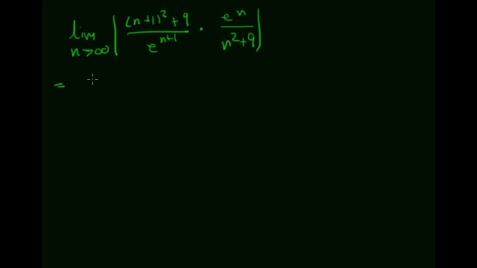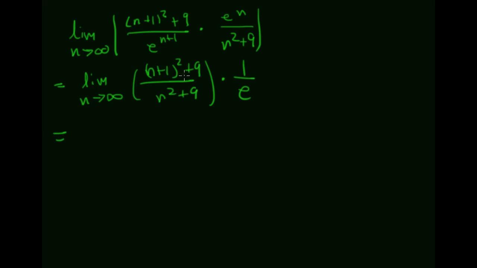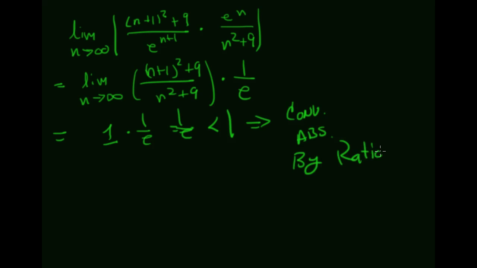When I break this thing apart, I'm going to get the limit as n approaches infinity of n plus 1 squared plus 9 over n squared plus 9 times 1 over e. As this thing goes to infinity, I have an n squared over an n squared. That's going to 1 times 1 over e, so that gives me 1 over e, which is clearly less than 1. And ratio test gives us absolute convergence, so this one converges absolutely by ratio test.